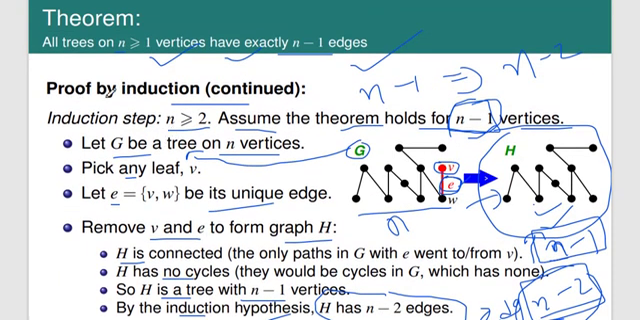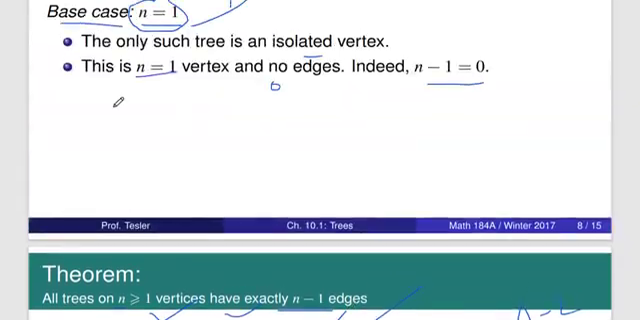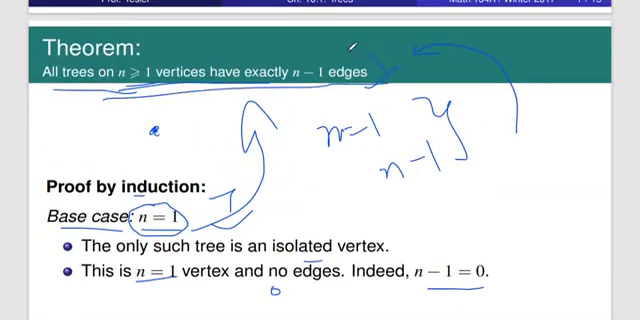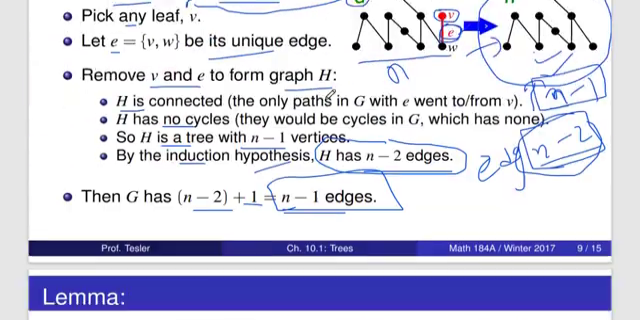So our step 2 is also true. Our step 1 is true, step 2 is true, so this theorem is true. All trees of n vertices have exactly n minus 1 edges. You have to remember this. All the trees of n vertices have exactly n minus 1 edges.